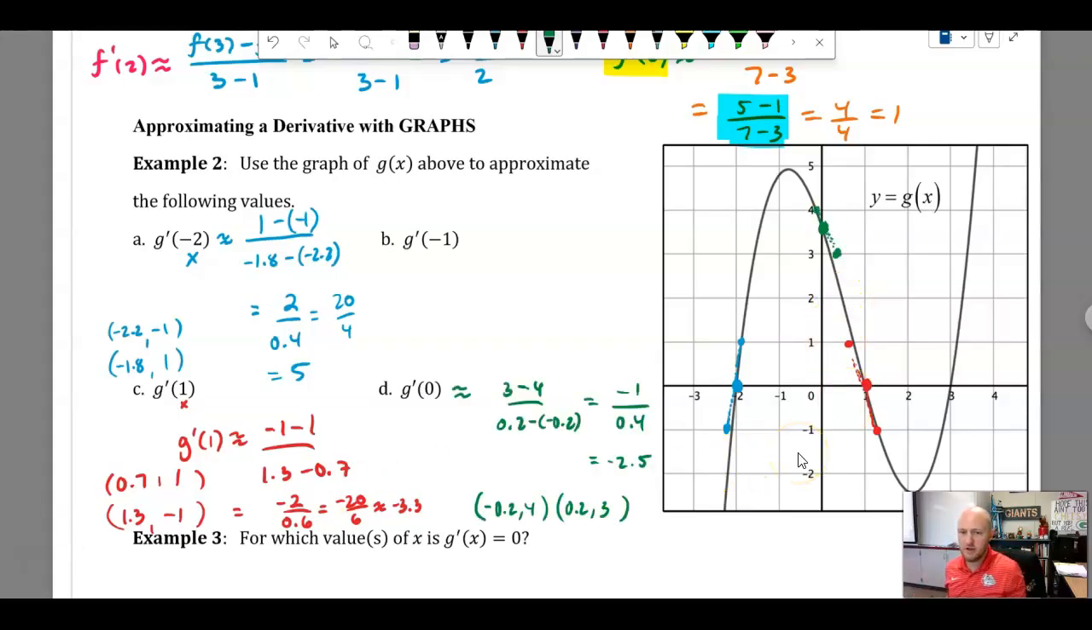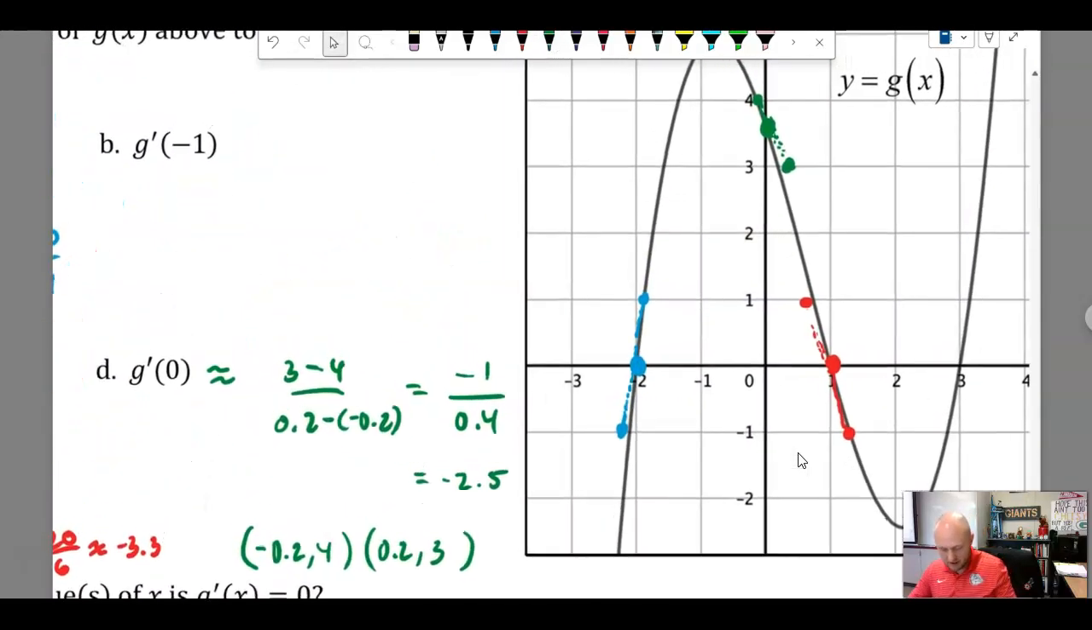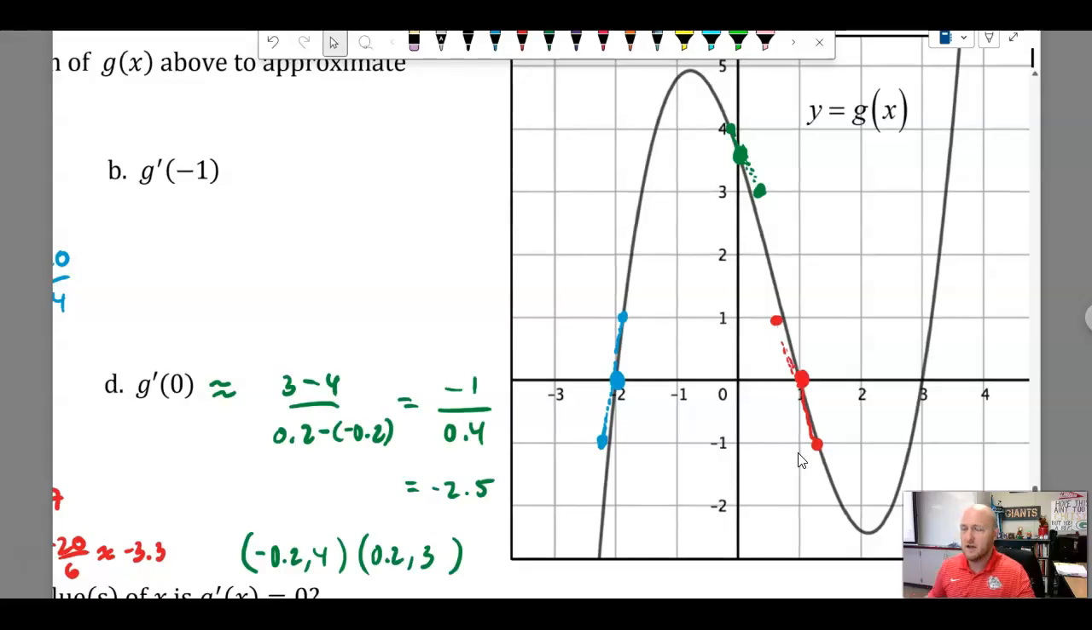Okay, hopefully you tried that one. Here is approximately what I got. I got a negative 2.5 slope. I used the points negative 0.2, 4, 0.2, 3, and that gave me negative 2.5. A little bit more positive than the one before, the negative 3.3.